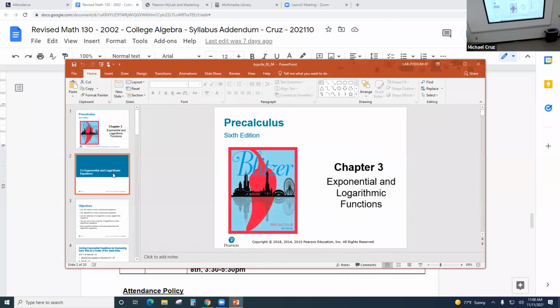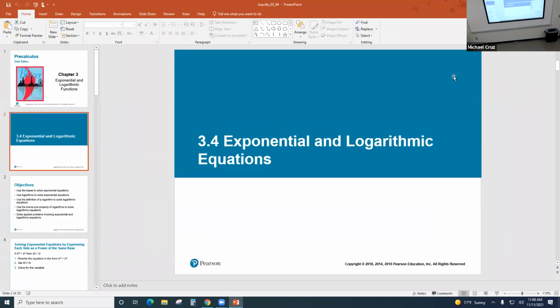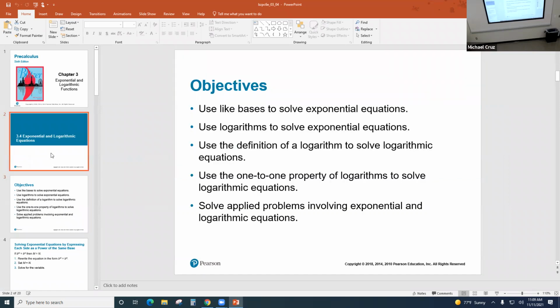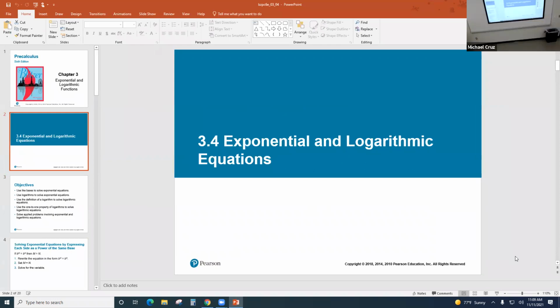All right, so 3.4 is the second to last section in the chapter. It's called exponential and logarithmic equations.